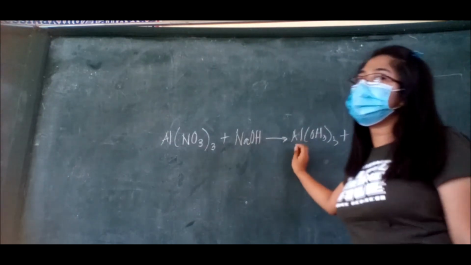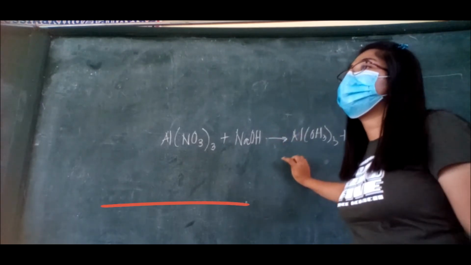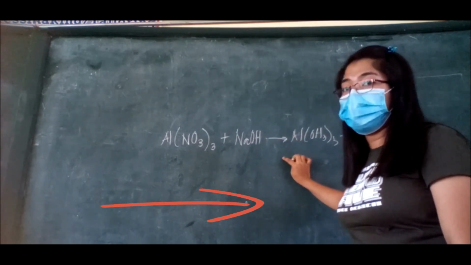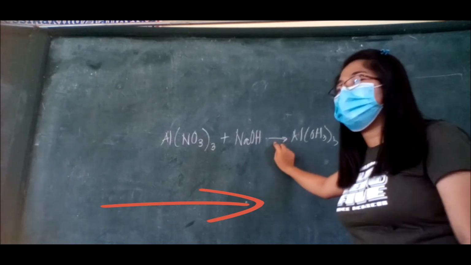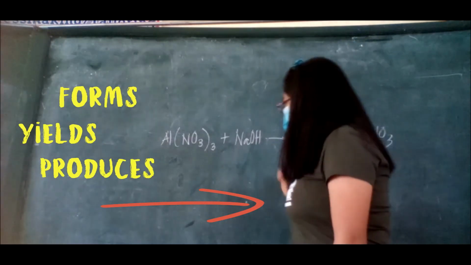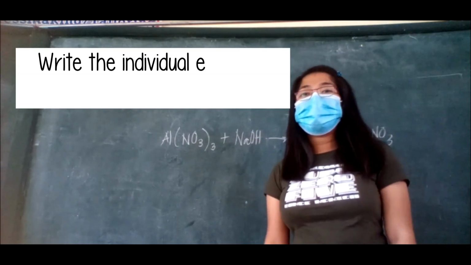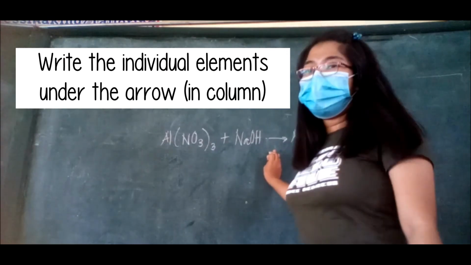And when you're going to read this arrow in a chemical equation, you're not going to read it as arrow. This is read as forms, yields, or produces. So, okay, now the next thing you have to do is to write the atoms under the arrow.